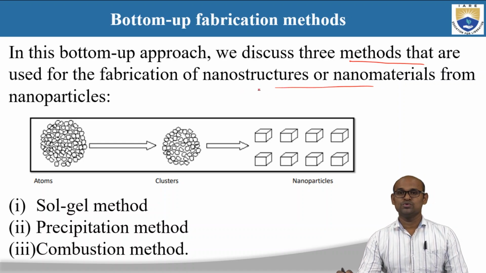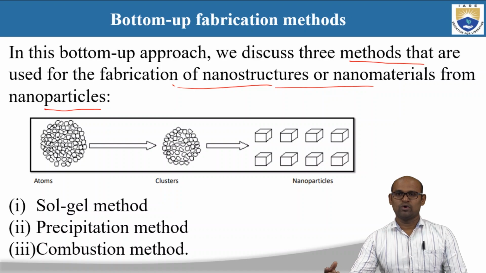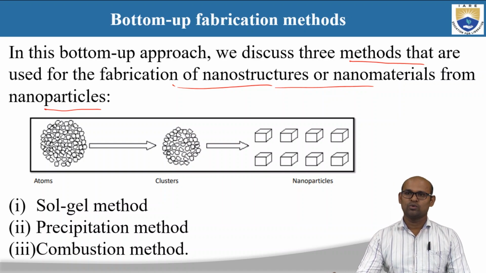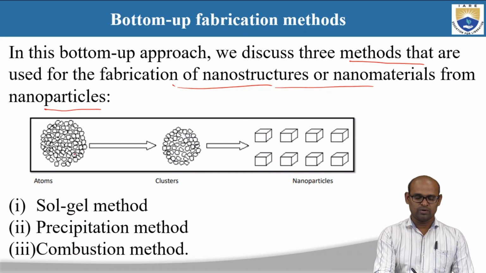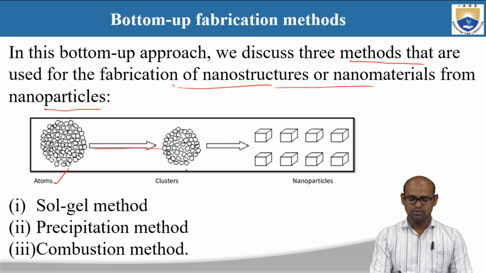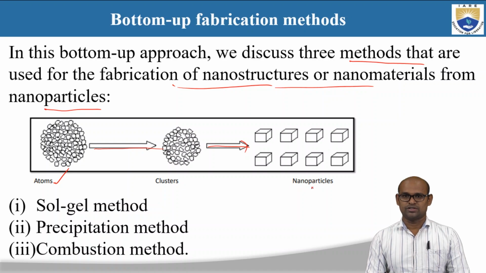These three methods are used to fabricate nanostructures or nanomaterials from nanoparticles or atoms or molecules. So we are going to start with atoms or molecules or nanoparticles, and we are going to construct nanomaterials or nanostructures. That is the bottom-up fabrication method, or bottom-up approach. We start with atoms or molecules or small nanoparticles, then fabricate clusters, and then nanomaterials or nanostructures.